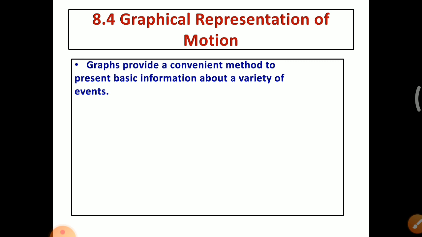You know what is meant by a graph? Why do we want to plot a graph to represent a motion? Because a graph provides a convenient method to present basic information about a variety of events. Using a graph, we can say the information very accurately.